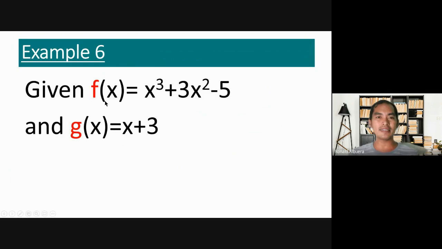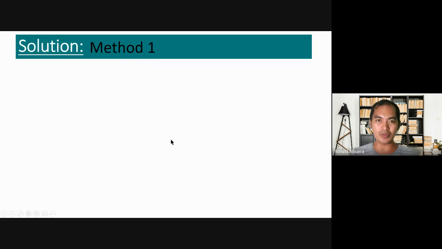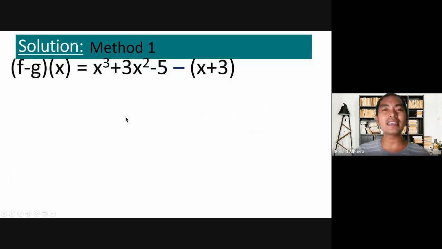Last example. Suppose the given is f of x equals x cubed plus 3x squared minus 5 and g of x equals x plus 3. Evaluate f minus g when x equals negative 2. Method 1 natin, so direct na nagsusubstitute. Replace directly sa independent variable x ng value. Papalitan natin lahat ng x by negative 2.